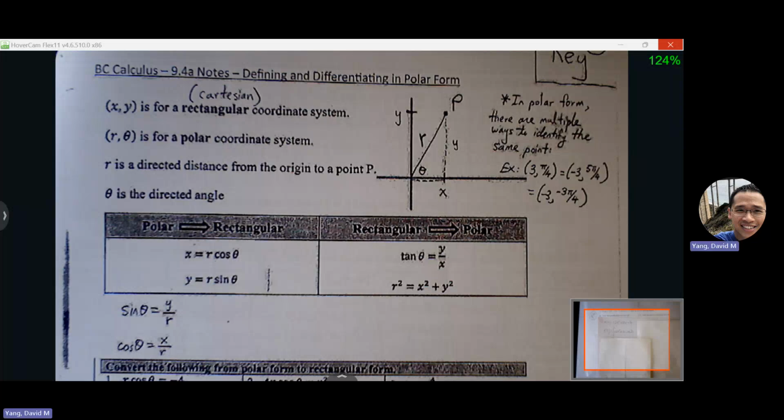A lot of this we went over yesterday already, but just for review, x, y is for the rectangular coordinate system, r, theta is for the polar coordinate system. r is a directed distance from the origin to a point. Theta is a directed angle. In polar form, there are multiple ways to identify the same point. We can either walk towards or away from our quadrants by indicating a positive or negative radius. We talked about how we get from polar to rectangular: we can go through sine and cosine. To get from rectangular to polar, we'll use tangent and the Pythagorean theorem.